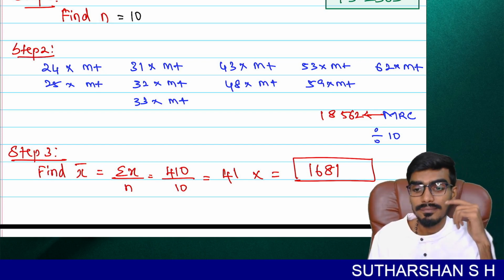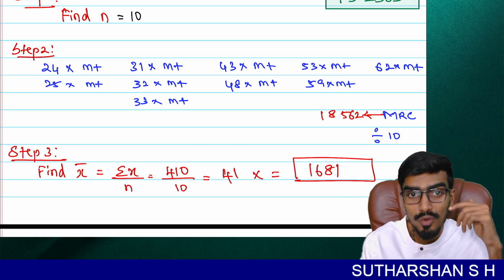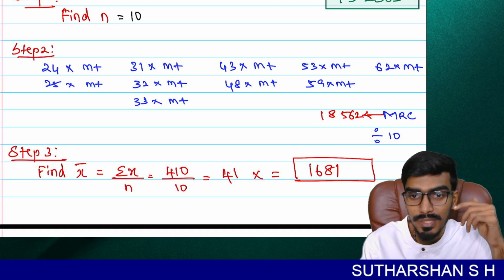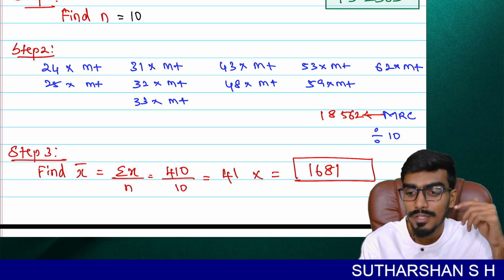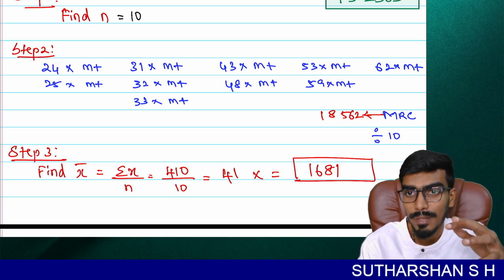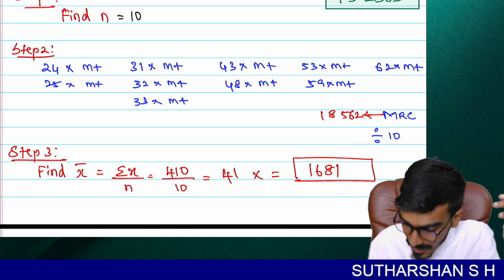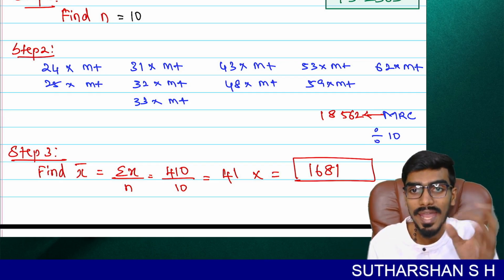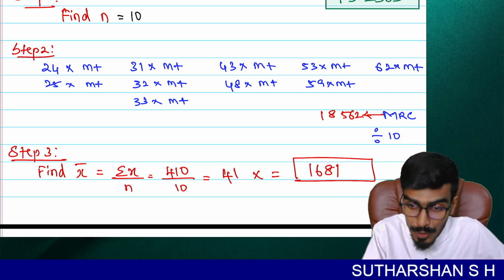What is the answer you are getting? Don't miss the flow, guys. 24 into M plus, 25 into M plus, 31 into M plus, 32 into M plus, 33 into M plus, 43 into M plus, 48 into M plus, 53 into M plus, 59 into M plus, 62 into M plus, MRC. I am getting 18,562. Then do divided by 10.